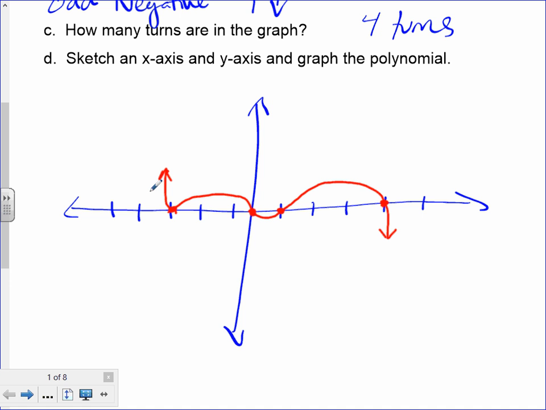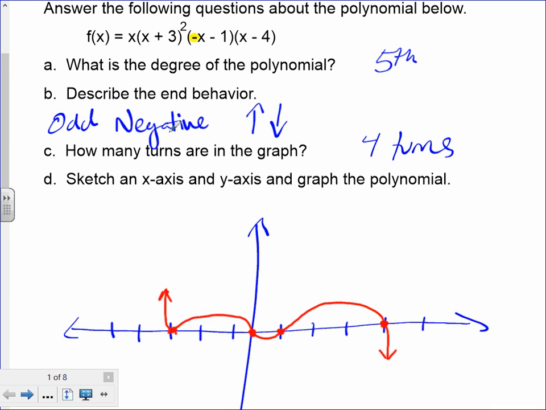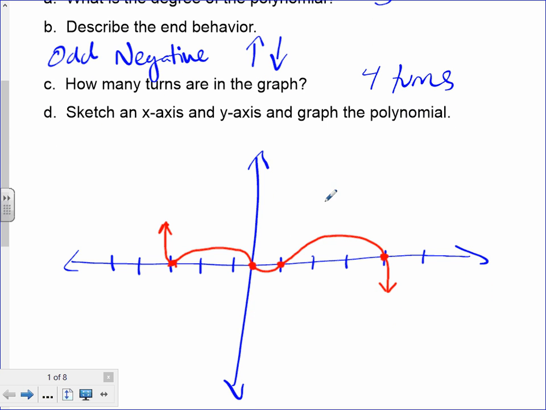Okay, let's see if he made the double turn. So he says the double turn happens at -3, where x plus 3 would be, and that is correct. Perfect.